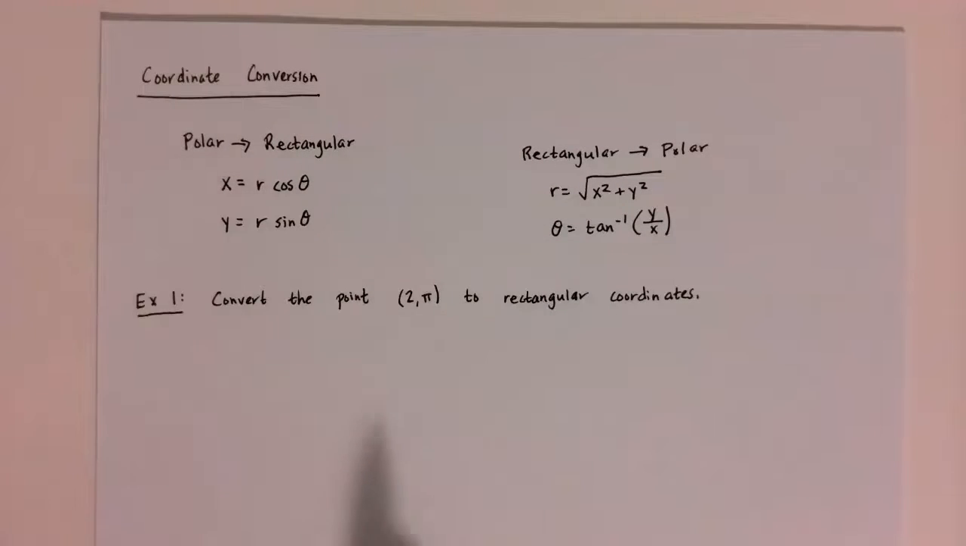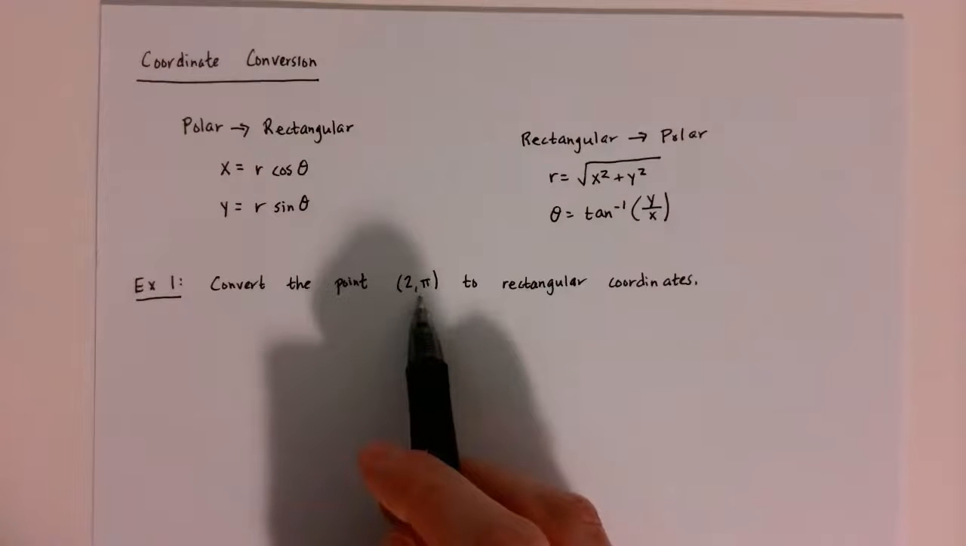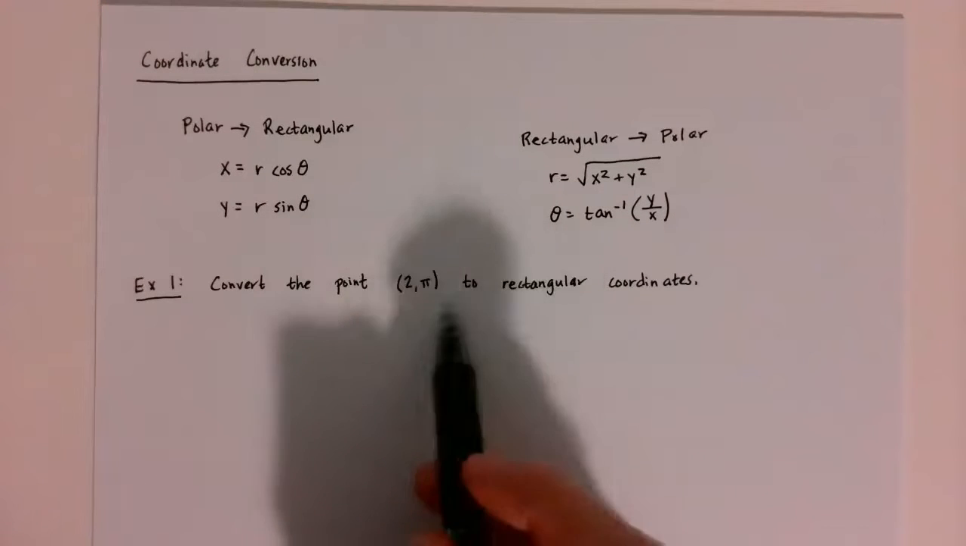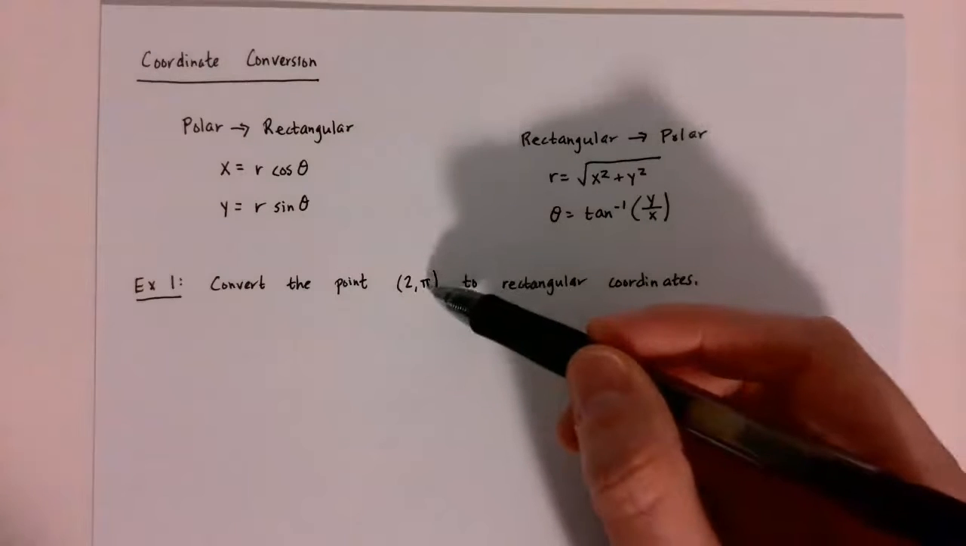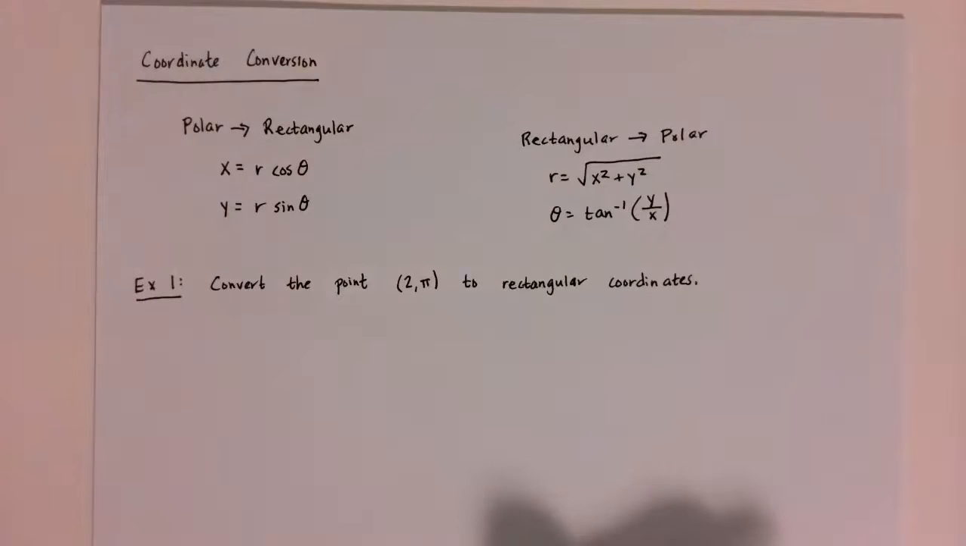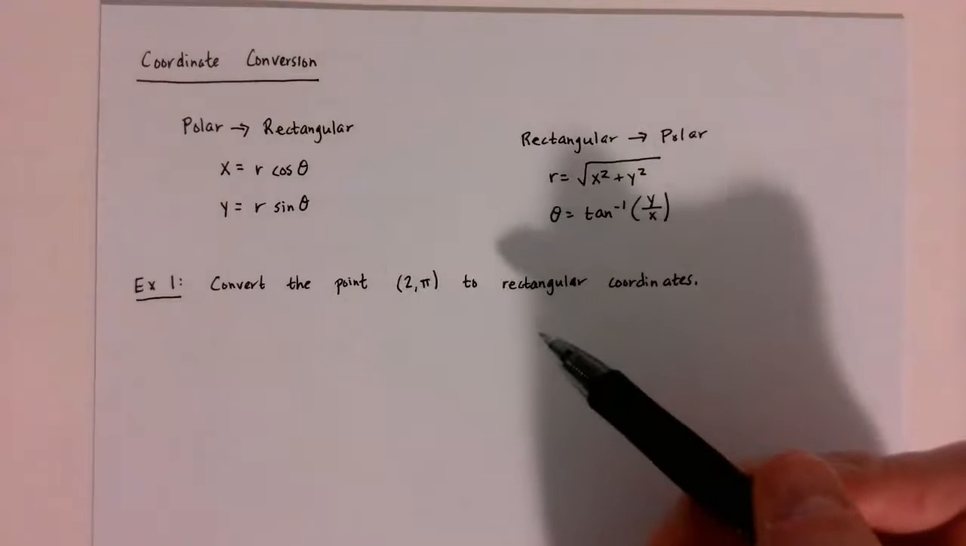So the first thing that we're going to do is convert the point (2, pi) to rectangular coordinates. I know that this is a polar coordinate simply because there's an angle. Pi is a theta. If we had a rectangular coordinate, we would only have numbers like (2, 3) or (5, 0), whatever it might be. So we have to understand what we have and where we're going.